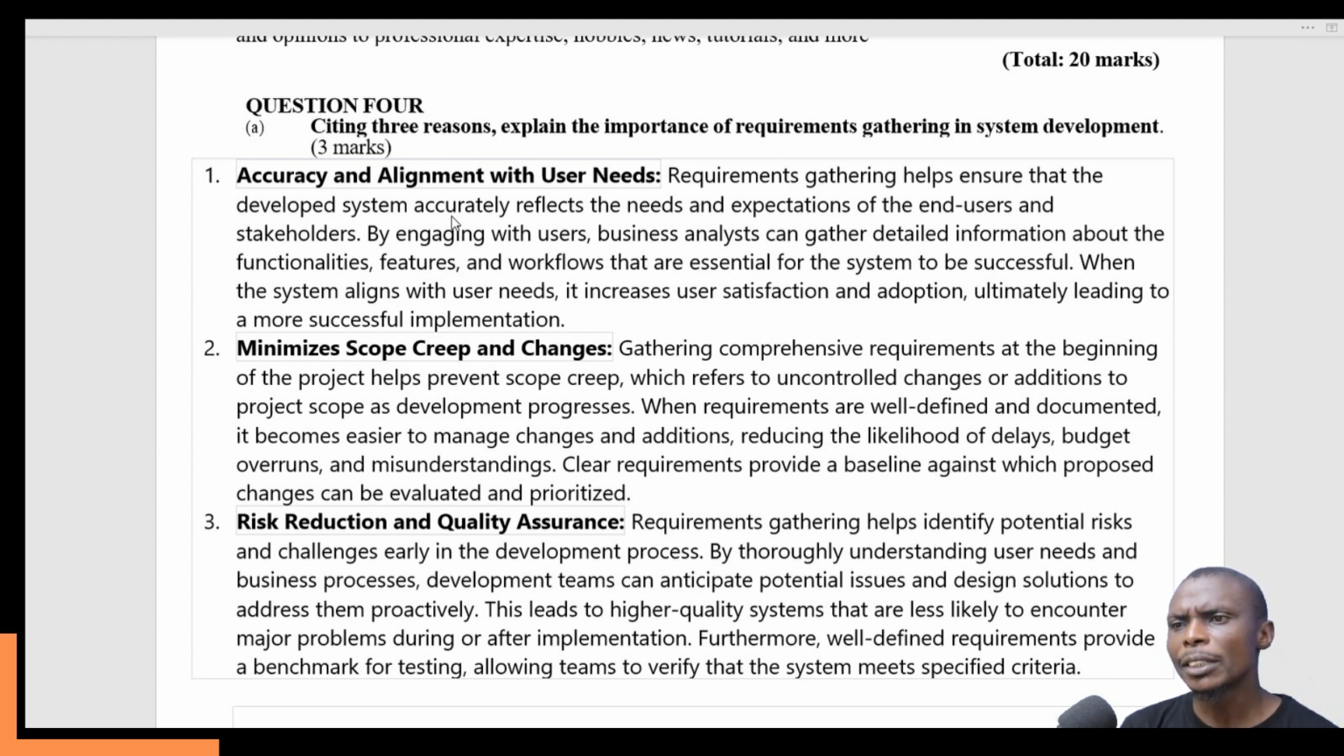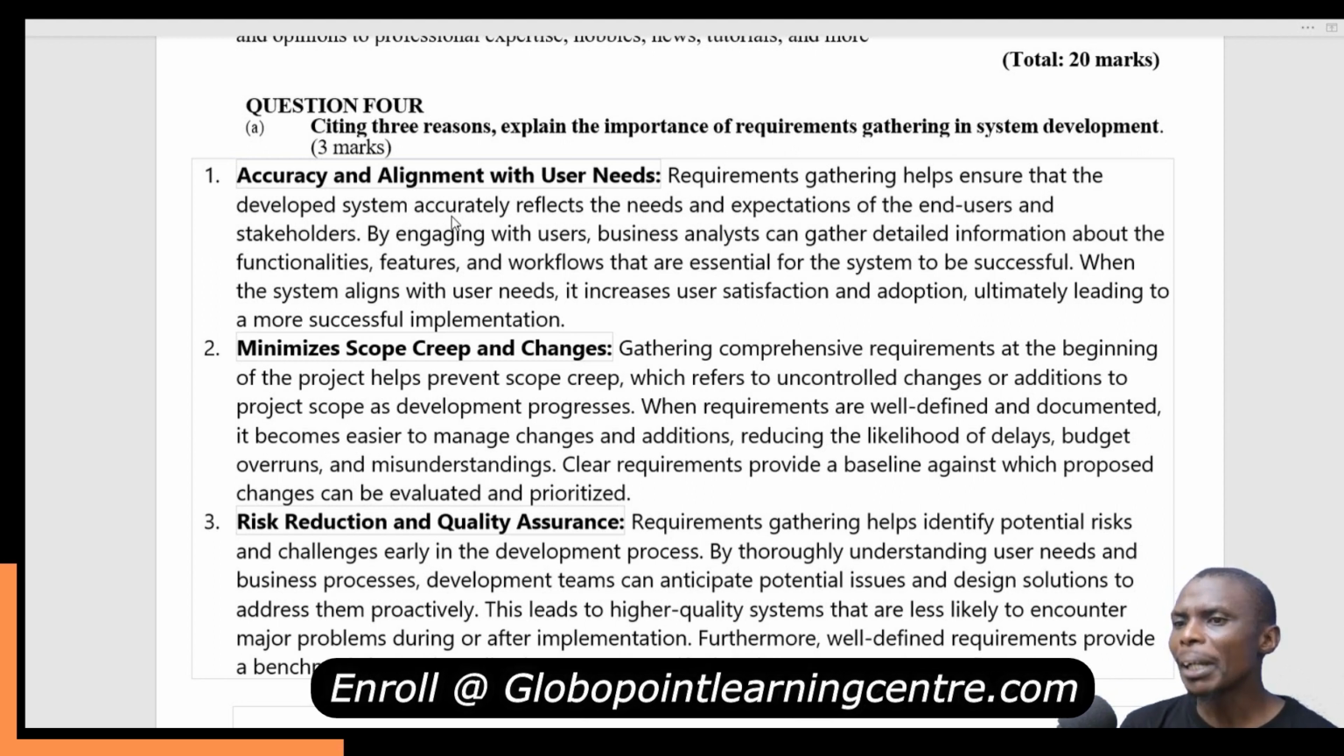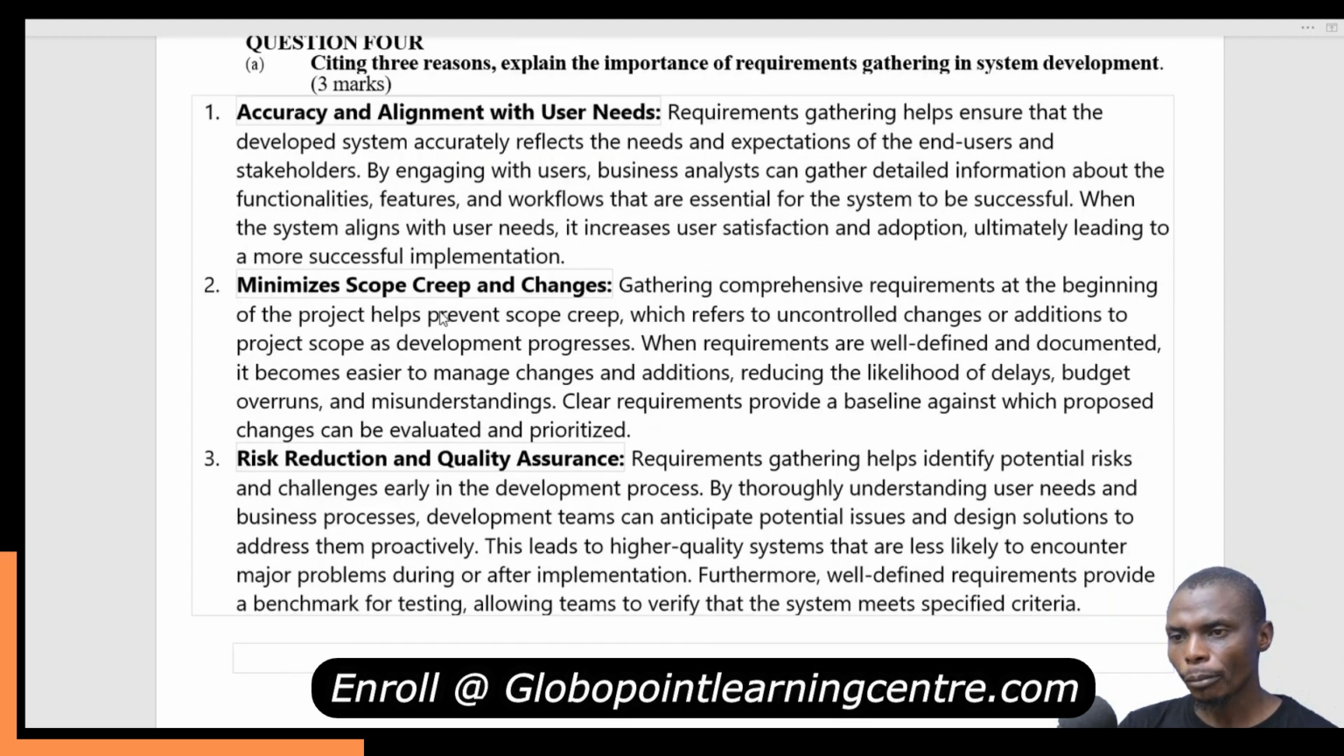The second one is to minimize scope creep and changes. Gathering comprehensive requirements at the beginning of the project helps prevent scope creep. You may be wondering what that could be. It just refers to uncontrolled changes or additional project scope as development progresses, because maybe you didn't get the correct view or the correct requirements of the users. So you try to align the system with their needs when the process is ongoing. When the requirements are well defined and documented, it becomes easier to manage changes and even additions, reducing the likelihood of delay, budget overrun, and even misunderstanding between the stakeholders and the developers.